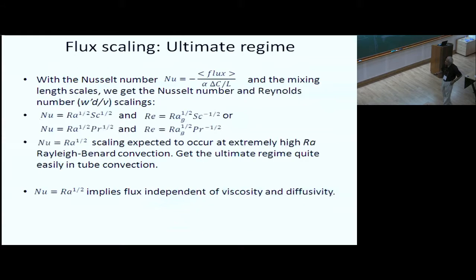And if you were to calculate the Nusselt number based on this, then of course you get this Ra to the power of half, Prandtl number to the power of half scaling for Nusselt number. And Reynolds number goes like Ra to the power of half and Prandtl number to the power of minus half. And this is what is predicted as the ultimate scaling.